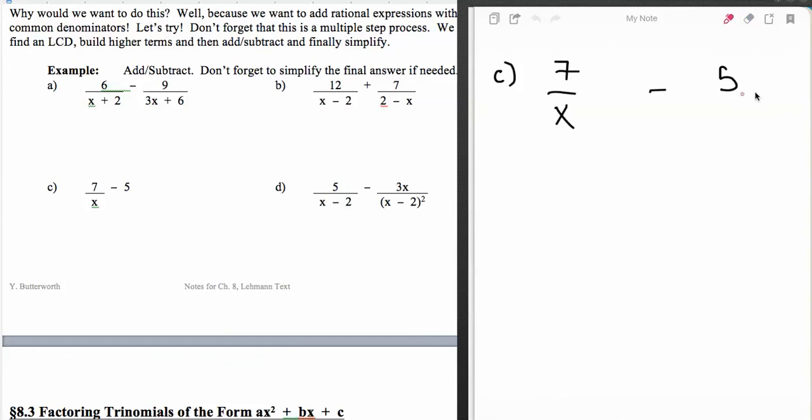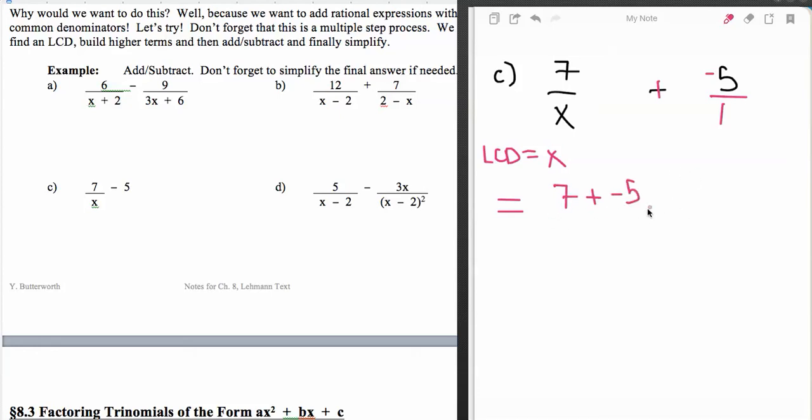And in this one, what we need to realize is this is a whole number, right? So we need to put this over x. So our least common denominator between x and 1 is simply x. So we're just building the higher term here. So we're going to write plus a minus 5, right? So we have 5 plus a minus 5, or 7 minus 5, whichever you want to do it.